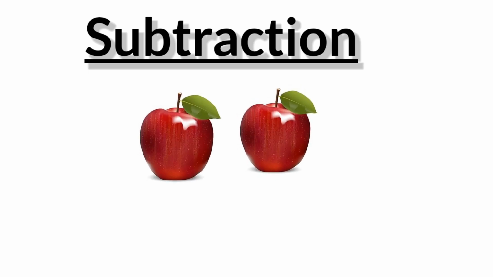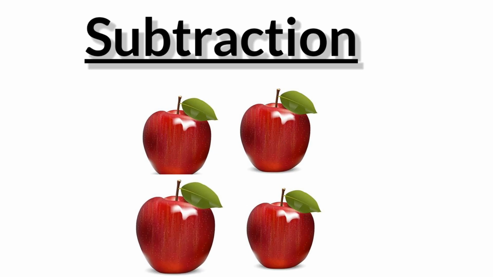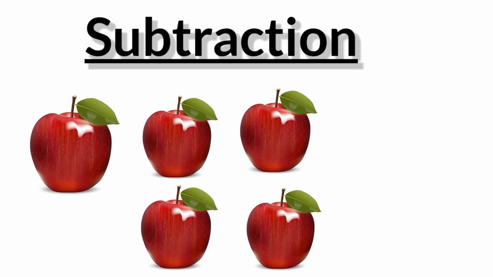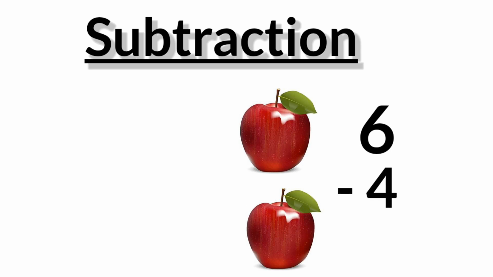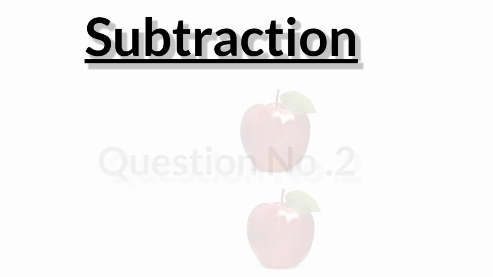Question number 1. We have 6 apples. 1, 2, 3, 4, 5 and 6. We write 6, and 4 apples are left. We write minus 4 below 6, and 6 minus 4 is equal to 2. We have 2 apples remaining.